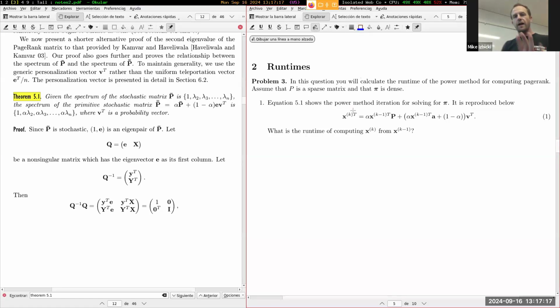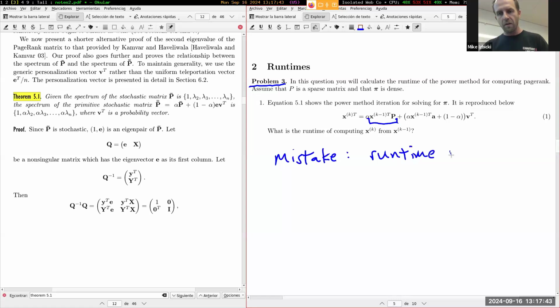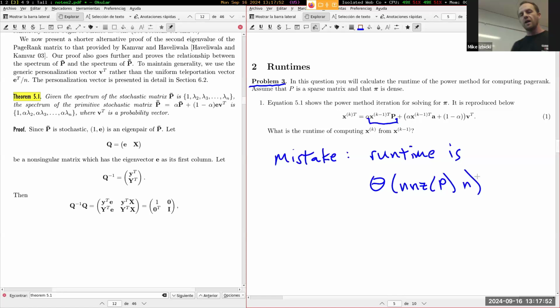The particular problem that I had last time, again, I made a calculation mistake on problem 3 right here. This is notes packet 2, problem 3. I made a calculation mistake stating the runtime of this x times p multiplication. The thing that I said that was wrong is I said that the runtime is theta of n times nnz of p. This is the thing that I stated, but this is incorrect.